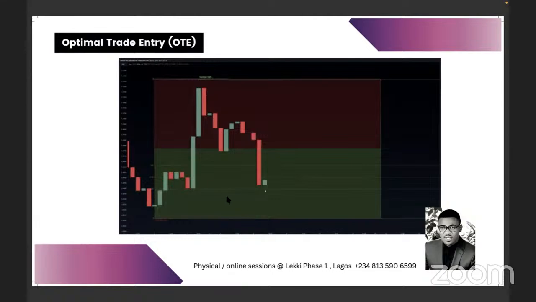So here now, we have the opposite situation where we identify a swing low here, we draw the line, we identify a swing high here, we draw the line. Then half of the swing low and swing high differentiate between our premium and our discount. Then if we want to buy, of course, we are buying at discount, which is this zone here.